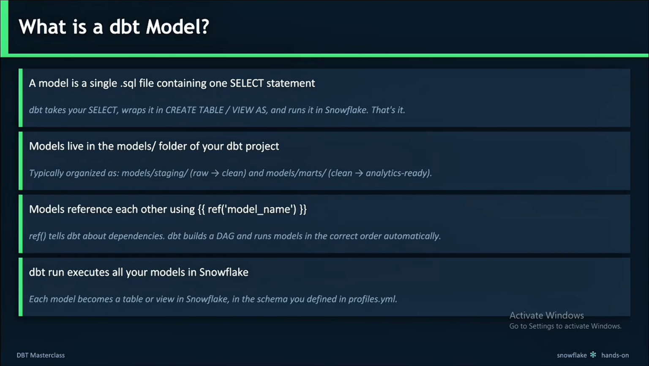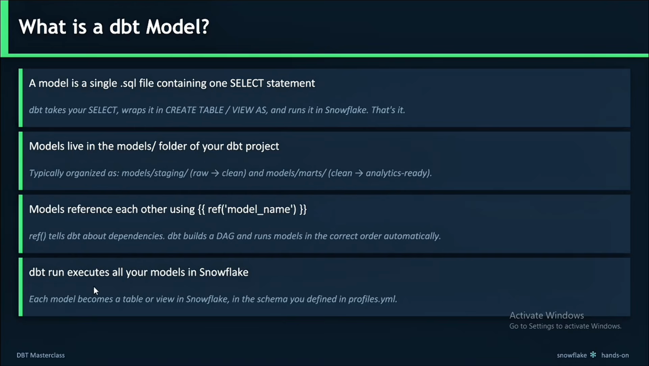Third, models reference each other using ref. Suppose you have created one DBT model and you want to refer to that DBT model in another one. We will use this Jinja template. Here you can see double curly braces, ref, and this is your model name. So like that we can mention it.